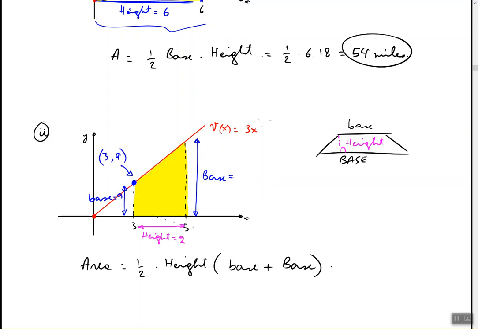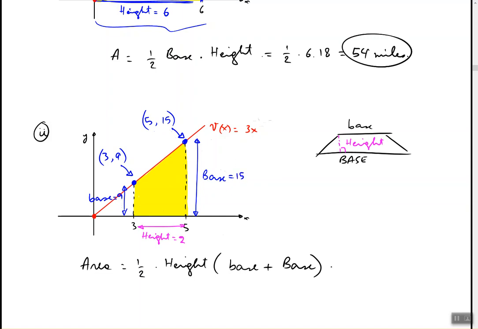It's actually 9 steps. For the large base, it's the second dotted line. And again, to find out what the number is, I'm going to go ahead and put 5 into the formula. So 5 times 3 will be basically 15. So the large base is going to be 15 in this problem.